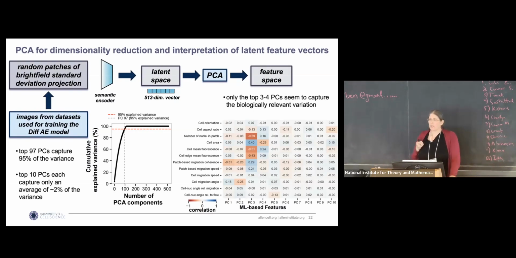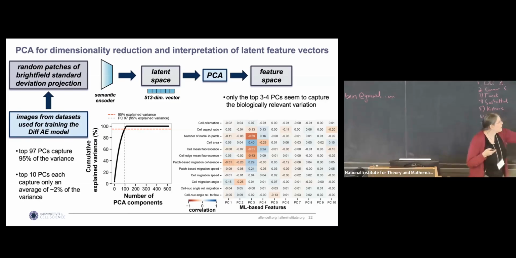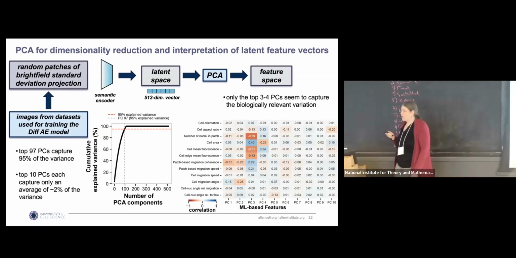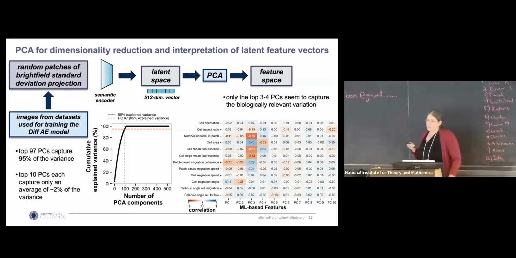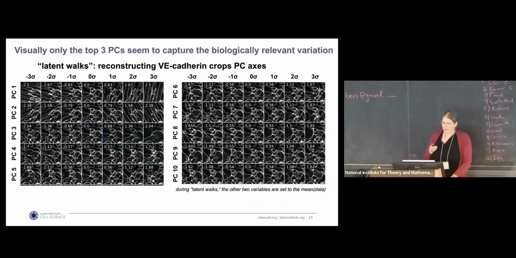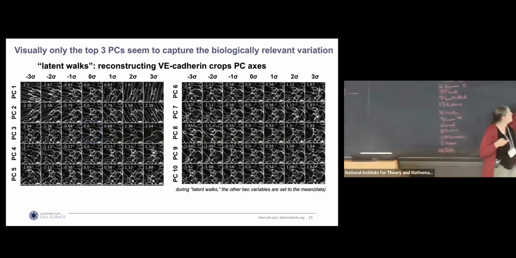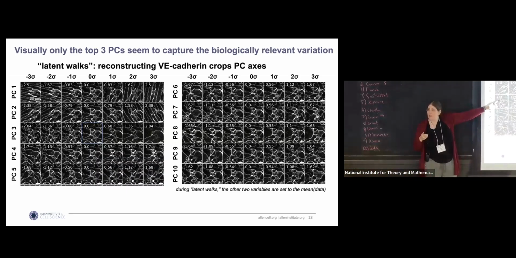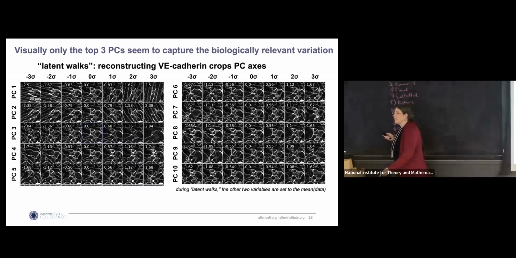And we can start looking at a lot of these measurements that we didn't do in the standard way to start understanding which of the PCs might matter. We find that only the top 3 to 4 PCs seem to capture the biologically relevant variation for a slew of the measurements that we expect based on the actual observed phenotype that we see. So what are the other PCs capturing? Here, we can take a latent walk and reconstruct the VE-cadherin crops along the PC axes. And when we do that, we can visually see that only those first 3 PCs start to show us things that we might interpret as biologists as mattering for this phenotype. And after that, it's not clear exactly what we see.